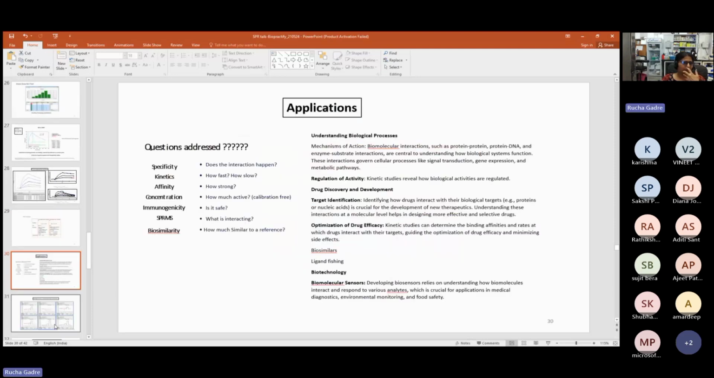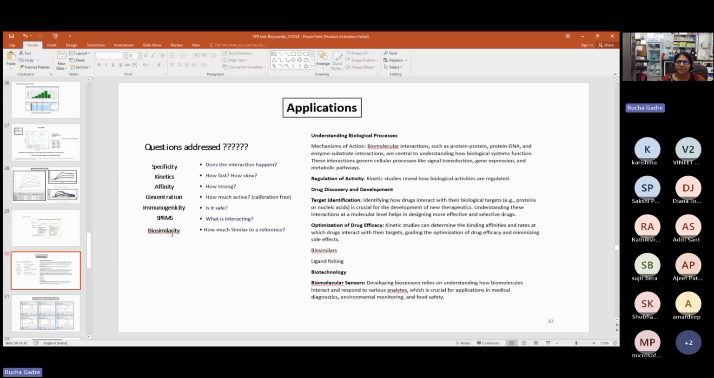Now, what are the applications? What specific key questions does it address? It gives you specificity. It gives you information: is the interaction happening or not? The first thing is we would want to know the binding. First of all, how specific is the binding? Then we will want to know the kinetics. How fast or slow is the kinetics? The one we are discussing, like k on and k off. Then affinity, what is the kd. This information will further help us in studying biosimilars, immunogenicity, etc.